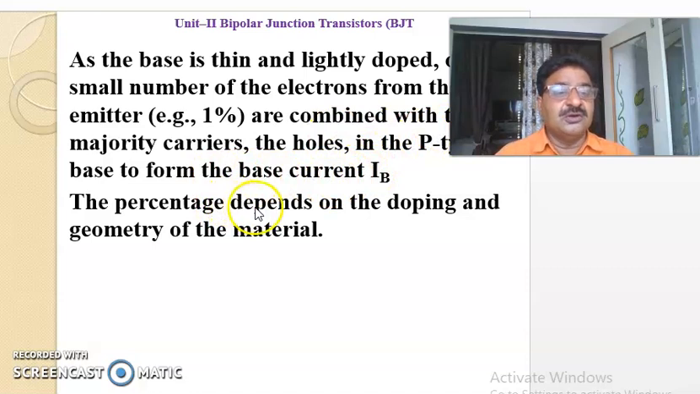The percentage of current depends on the doping. Got it? This base current percentage depends upon what? Doping and the geometry of the material. It also depends upon doping and the type of geometry of that material. So these two factors are there forming the percentage of base current.